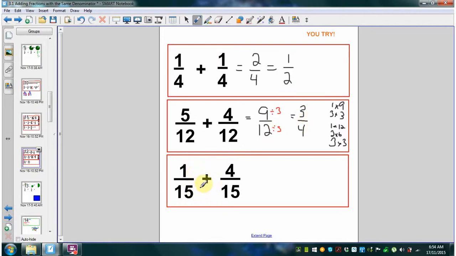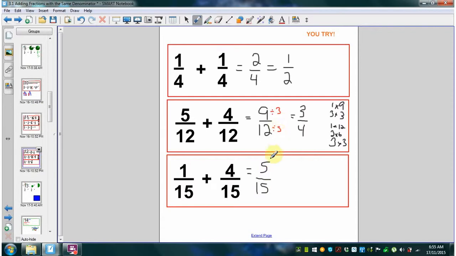Okay, this one, ready to add, because we have common denominators. So top plus top, 1 plus 4 is 5. 15 plus 15, then we keep our denominators. So keep our denominator 15.